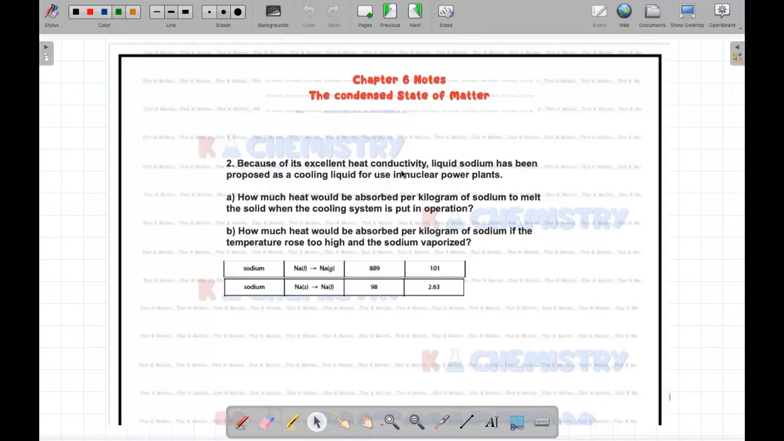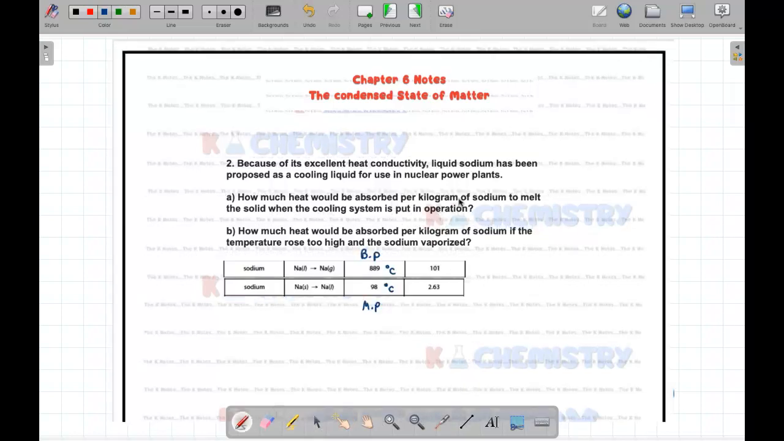Because of its excellent heat conductivity, liquid sodium has been proposed as a cooling liquid for use in nuclear power plants. How much heat would be absorbed per kilogram of sodium to melt the solid when the cooling system is put in operation? Now I'm changing from sodium solid into liquid, melting. So I will choose the second one, solid into liquid again. I will not choose that of vaporization.